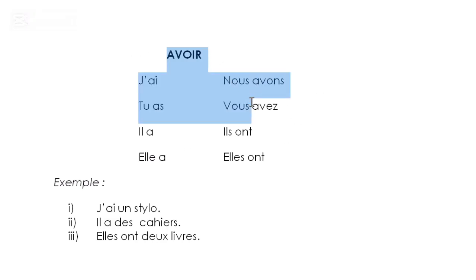How can you now say that you possess something? You possess a noun using the verb avoir. Avoir, we have already looked at this verb, to have. We say I have, j'ai; tu as, you have; il a, he has; elle a, she has; we have is nous avons; vous avez; ils ont; and elles ont.